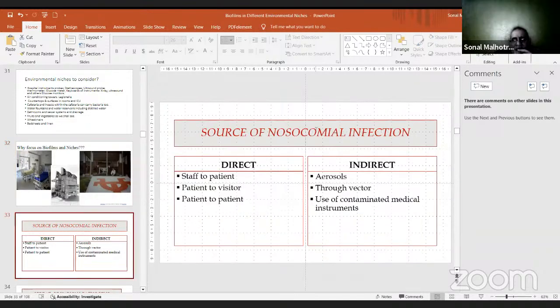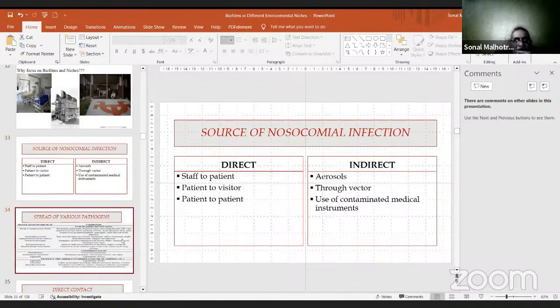So these are some sources of nosocomial infection: direct, that is staff to patient, patient to visitor, patient to patient, and then indirect, which is aerosols. Like if you're breathing out, viral particles, even bacterial particles have been shown to be transmitted through aerosols, through a vector, that is through an insect bite like malaria, and some other like yellow fever. Use of contaminated medical instruments, which is basically fomite-based transmission. So you have this. Then spread of various pathogens.